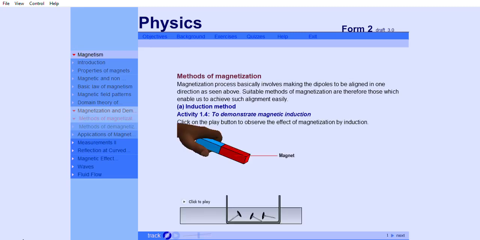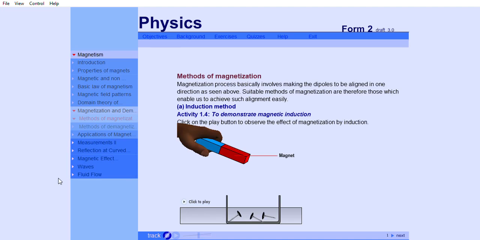Methods of magnetization. The magnetization process basically involves making the domains be aligned in one direction as seen above. Suitable methods of magnetization are therefore those which enable us to achieve such alignment easily. Induction method.